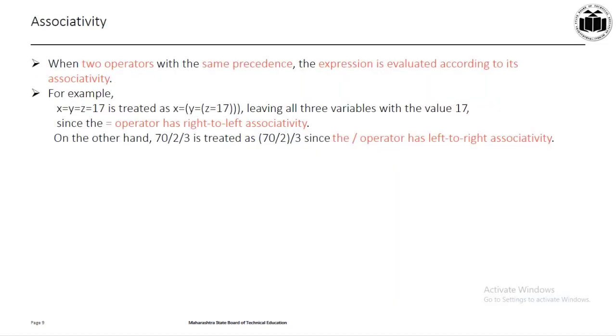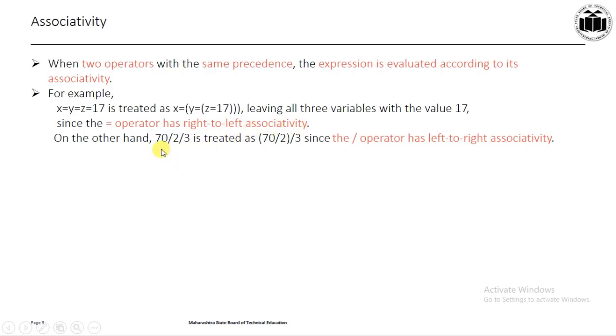Now let's see the associativity. When two operators have the same precedence, the expression is evaluated according to its associativity. For example, x = y = z = 17 is treated as x = (y = (z = 17)), and after all brackets are complete, all three variables have the value 17. That means the equal to operator has right to left associativity.